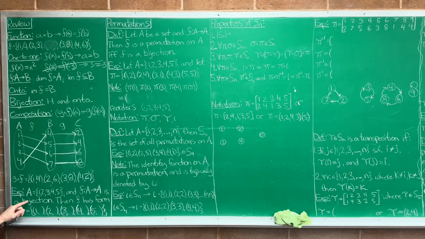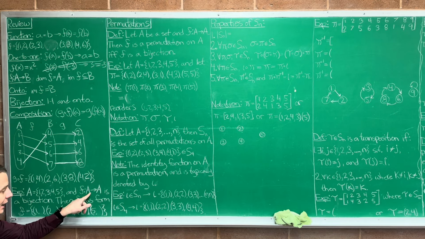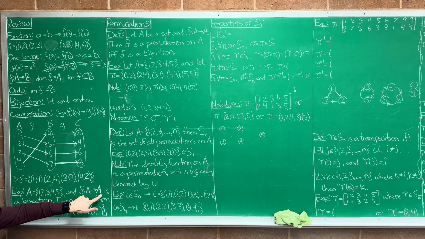I had one more example here, so let's let A be the set 1, 2, 3, 4, 5. And let's say that f is a function from A to A, and it's a bijection. So, what do I know about f? If it's a function from A to A, well, I also say it's a bijection, so it's going to be one-to-one and onto. But first, just what does this piece of information give us? If I tell you f is a function from A to A, what do I instantly know about f? It maps everything in A to something in A.